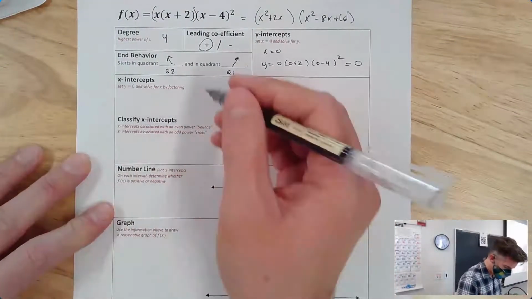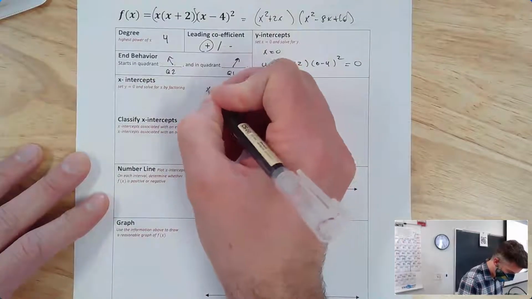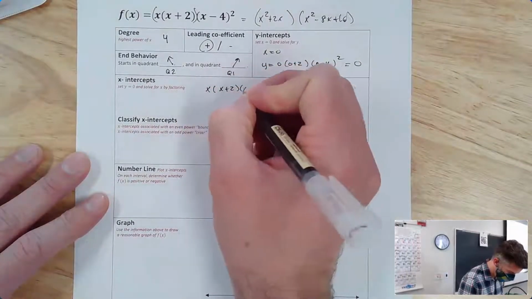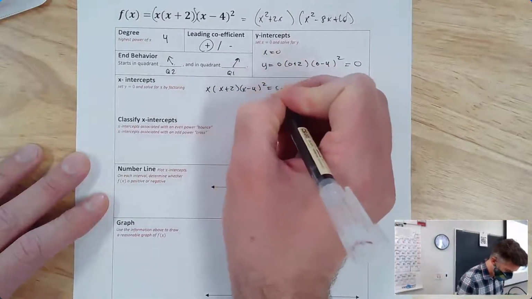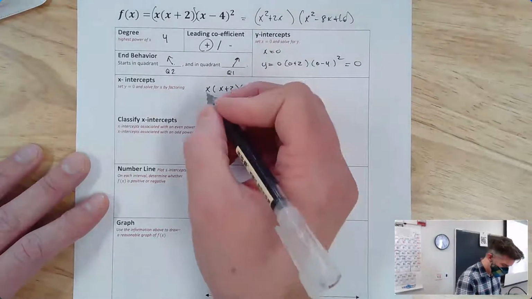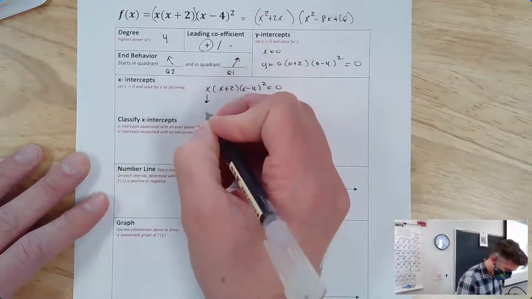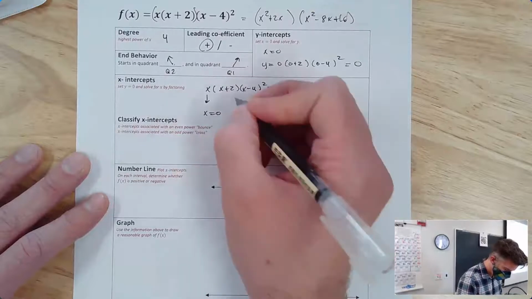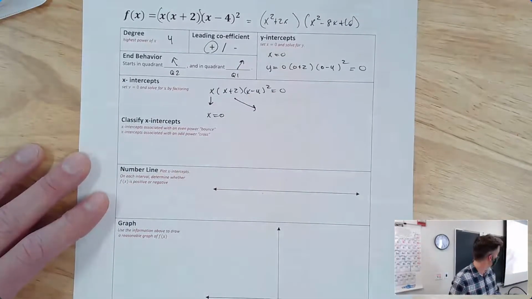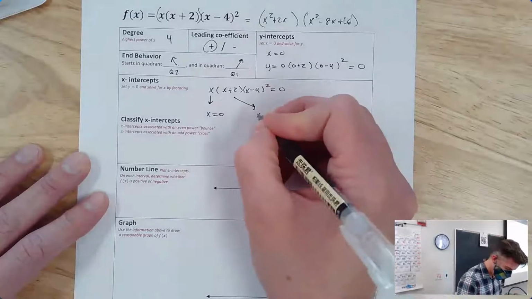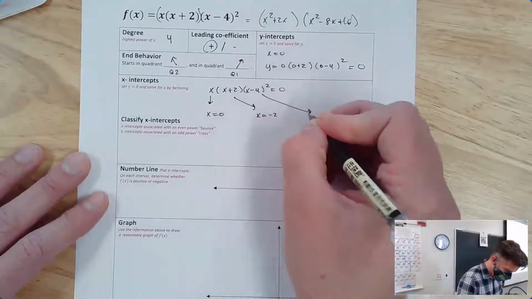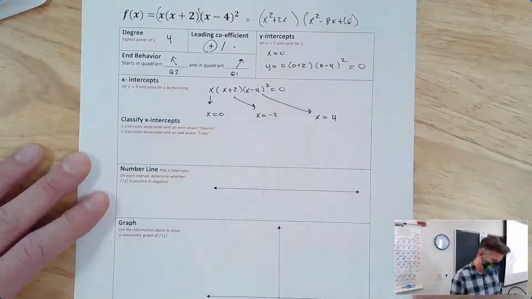X-intercepts. So I'm going to set x times x plus 2 times x minus 4 squared equal to 0. And then I'm going to set each factor equal to 0. So this is going to give me x equal to 0. That's going to give me what? x equal to negative 2. And that's going to give me x equal to positive 4.